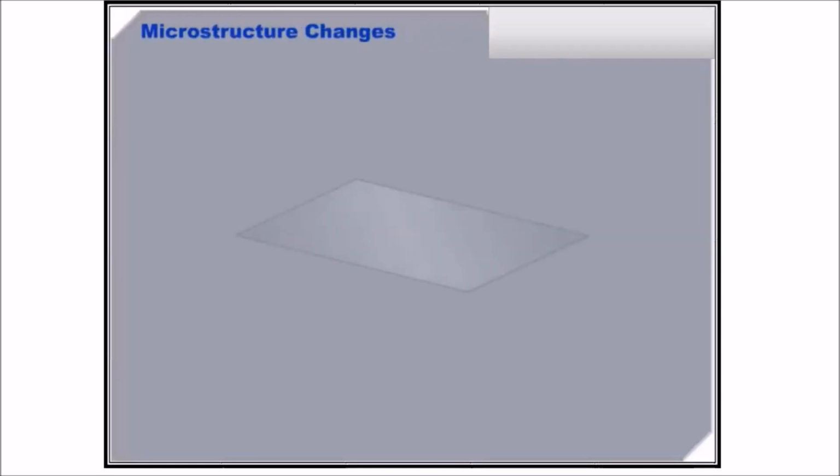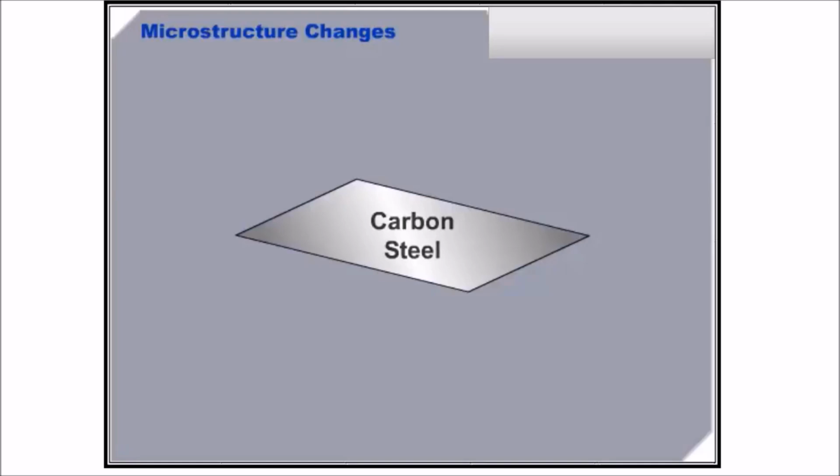While all metals exhibit various microstructures, this discussion will deal exclusively with the microstructural changes that occur in plain carbon steel, which is an alloy consisting of iron in combination with carbon. Other alloying elements may be included as well, but their effects on the microstructure will not be as significant as those of carbon.